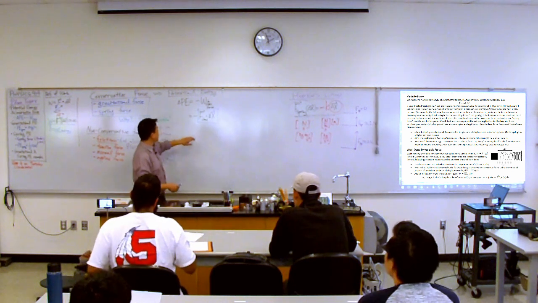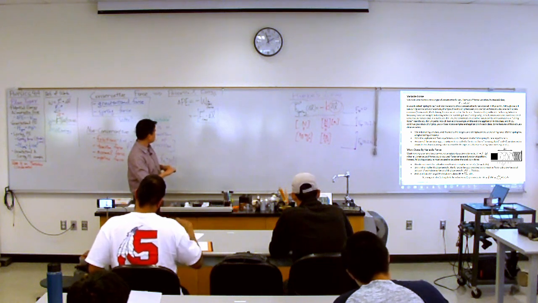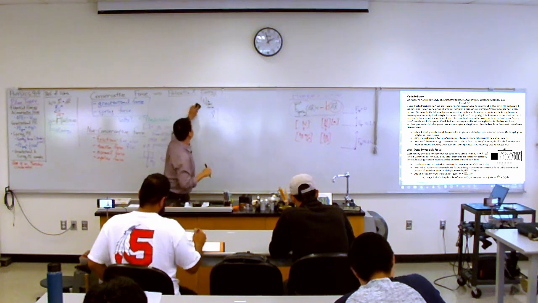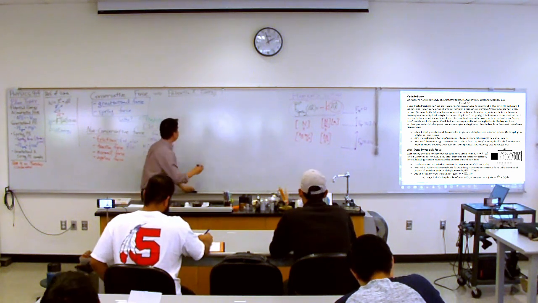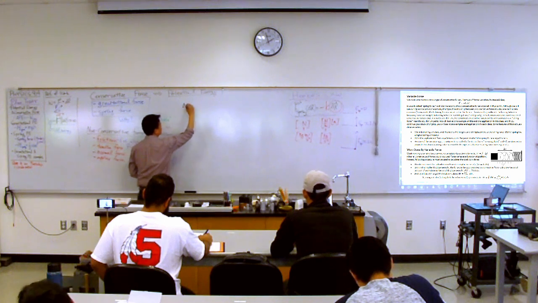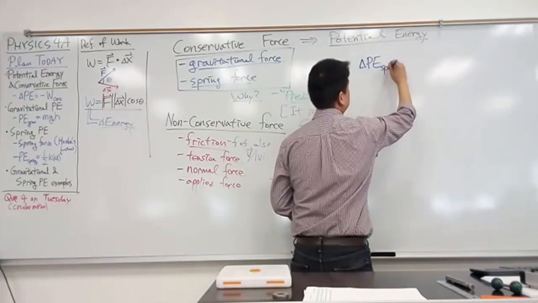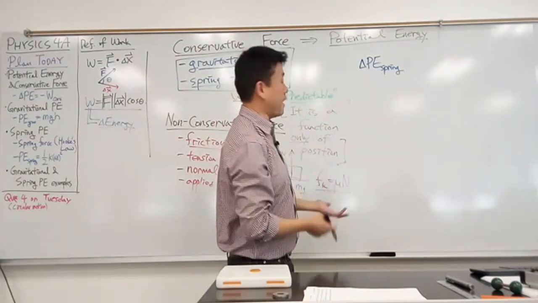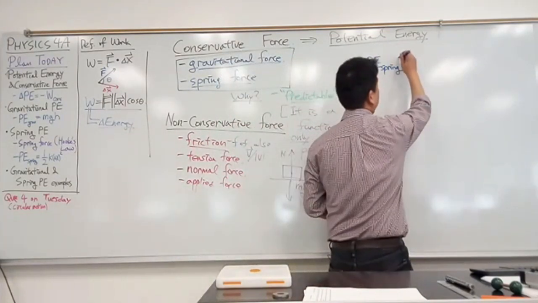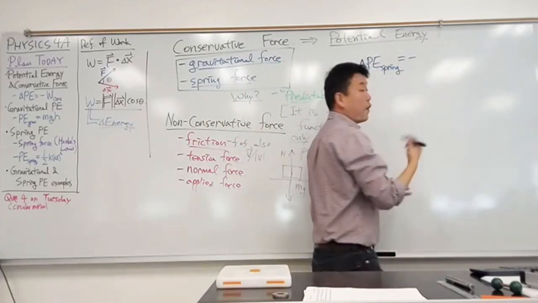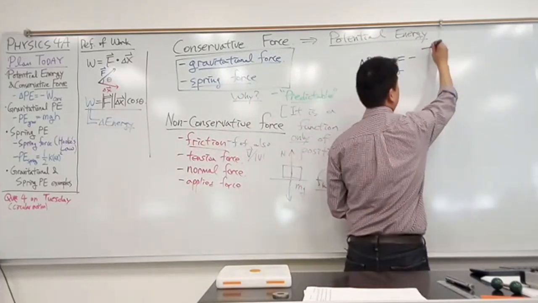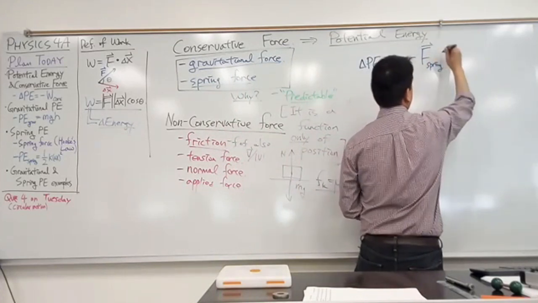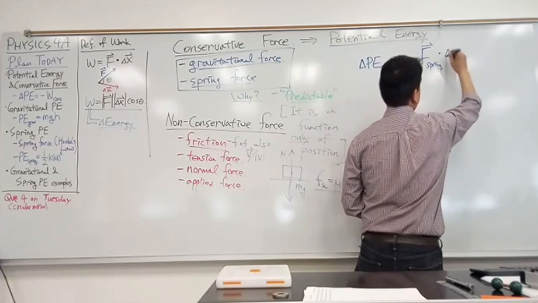So we want to figure out what is the change in the potential energy due to spring force. So you might start out with the definition that I wrote down earlier, that it's the negative of the work being done by the spring force, or the spring force dot product with displacement.